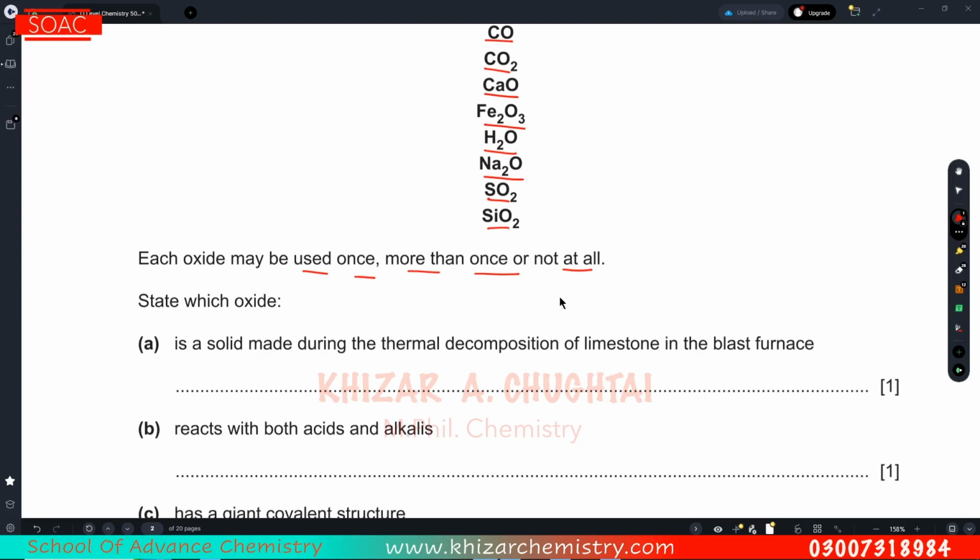What is limestone? Limestone is calcium carbonate. When it is heated in the blast furnace, it makes calcium oxide plus CO2. So the calcium oxide is the solid product and CO2 is the gaseous one. So the solid that is made during the thermal decomposition is calcium oxide.